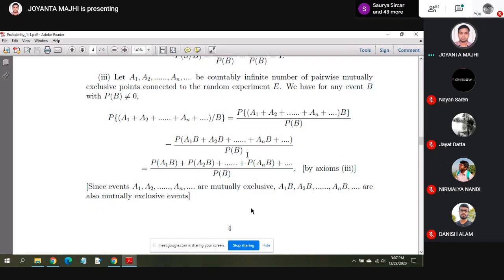Impossible event, okay. Here dot means multiplication, meaning actually intersection. Intersection is distributed over addition. Therefore the second line came: probability of A1 intersection B plus probability of A2 intersection B, and so on infinitely many, by probability of B. Now as A1, A2, An are mutually exclusive, therefore A1 intersection B and A2 intersection B are also mutually exclusive.